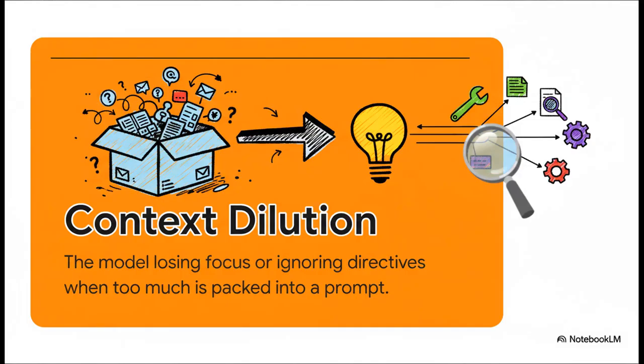And here's the real kicker. The more stuff you packed into that prompt, the worse the AI would often perform. It's a thing called context dilution. Basically, the model's attention gets spread too thin, it starts to lose focus, and sometimes it just completely ignores your most important instructions. It's that classic less is more problem, but we were forced to give it more. And that limitation, well, it really set the stage for a much-needed change.